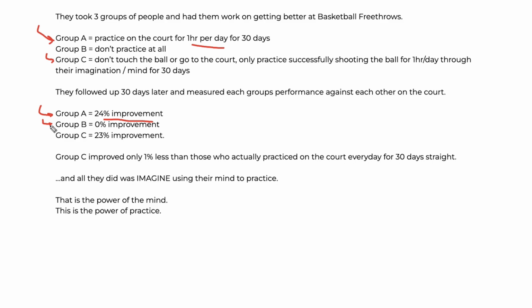Here's the really crazy thing: group C, the group that was only imagining throwing free throws, practicing in their mind, was able to improve by 23%. And so group C improved only 1% less than those who were actually practicing on the court for 30 days straight. All because they were using their mind to practice.